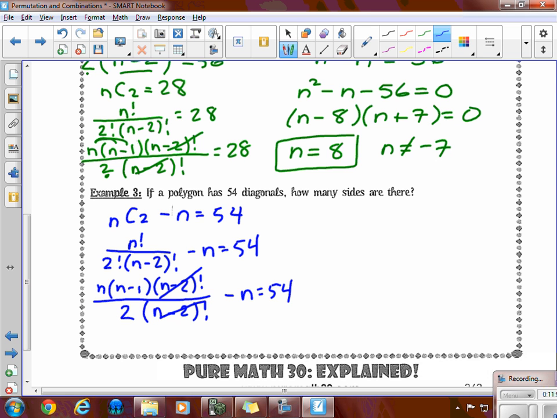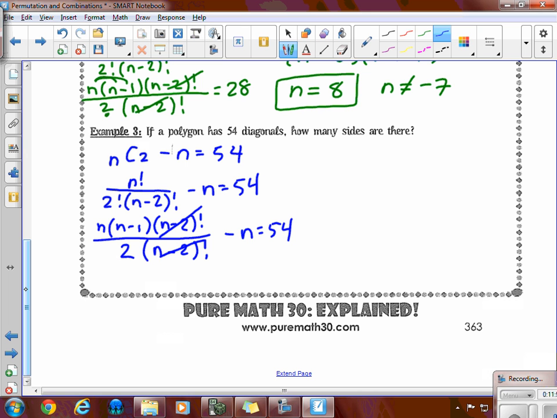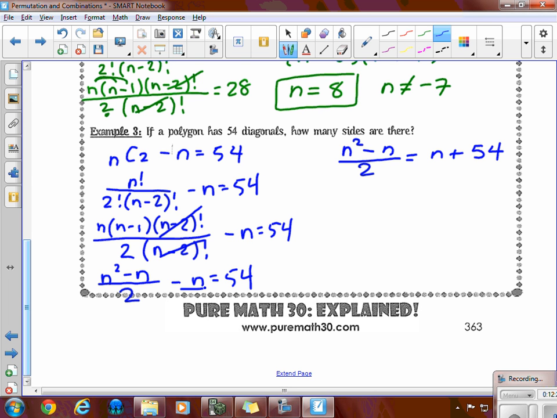The n minus 2 factorials cancel, which leaves me with, I'm going to simplify this, n squared minus n all over 2 minus an n equals 54. Now, in the past, we just multiplied this 2 out. We can't be doing that right now because we still have this minus n floating around. So I'd suggest probably putting that over to the other side. I'm going to move my work up top on the other side again. So I could have n squared minus n over 2 now equals n plus 54 because I took that negative n and added it to the other side.